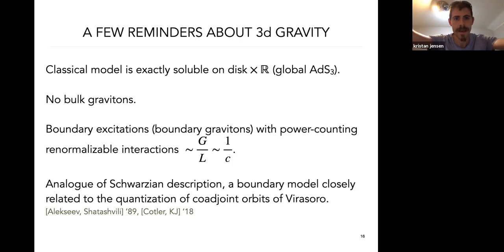This model, maybe less well known, has an analog of the Schwarzian description that appears in JT gravity. In other words, you can reduce the path integral of 3D gravity to a boundary path integral with some degrees of freedom that are closely related to what one finds in JT gravity, and also appears in the context of some mathematical physics. The relevant words are quantization of coadjoint orbits of the Virasoro group. That's not going to be too important for us today.